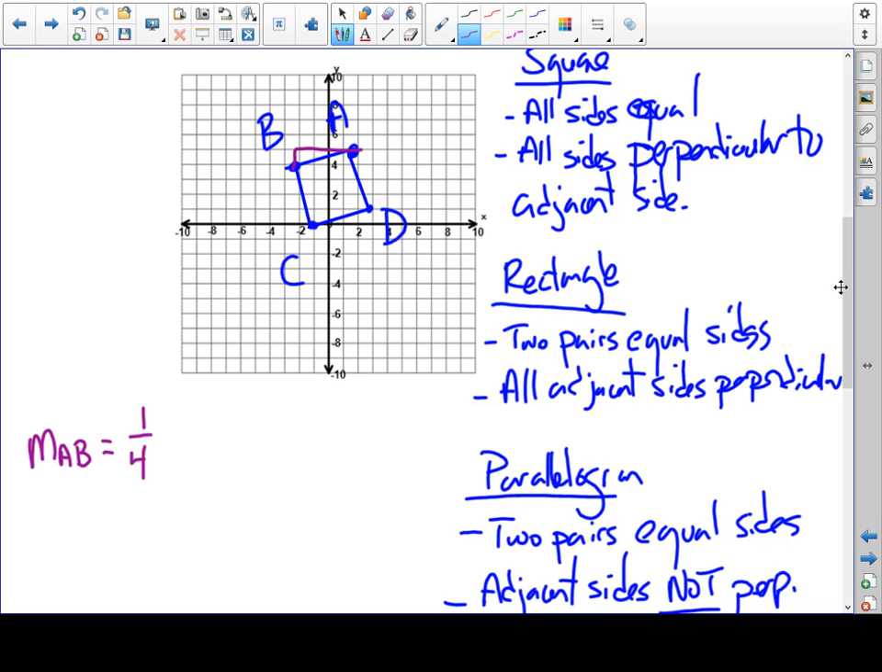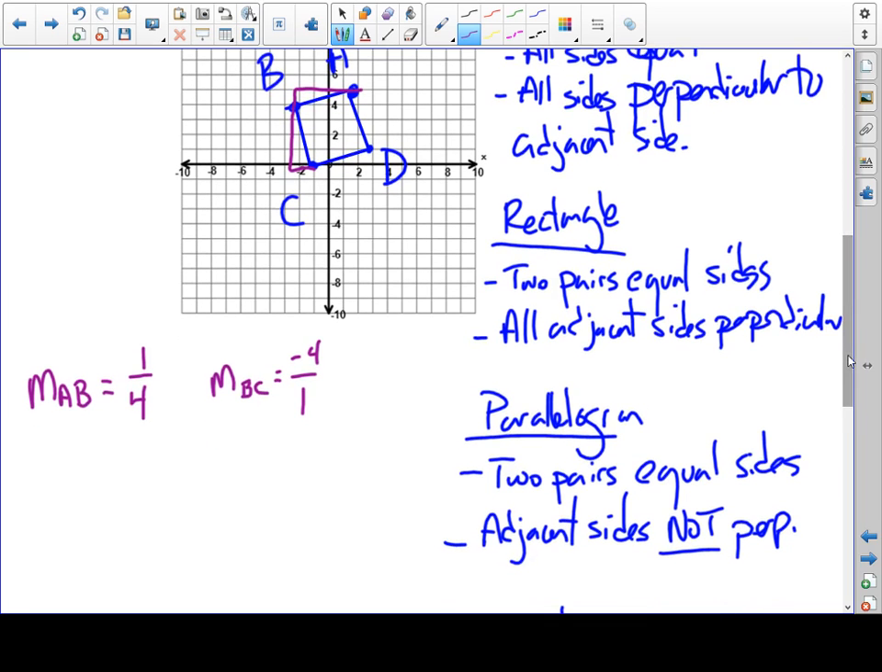Then we would look at the slope of BC. BC goes right here. The rise is down 4 over 1, so it's -4 over 1. That's the slope of the side BC. Now, what's the slope of the side CD? Well, up 1 over 4. So rise 1, run 4. So 1/4.